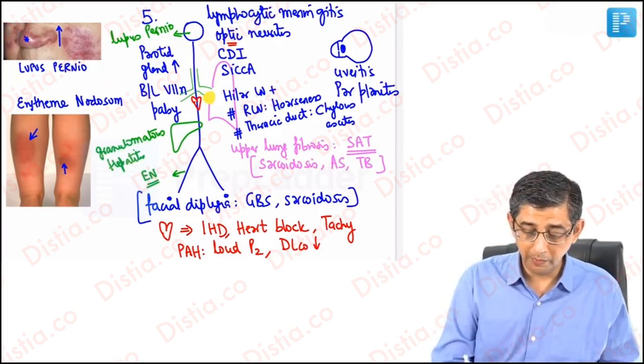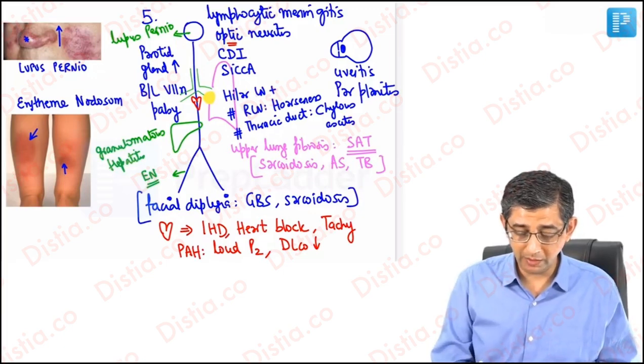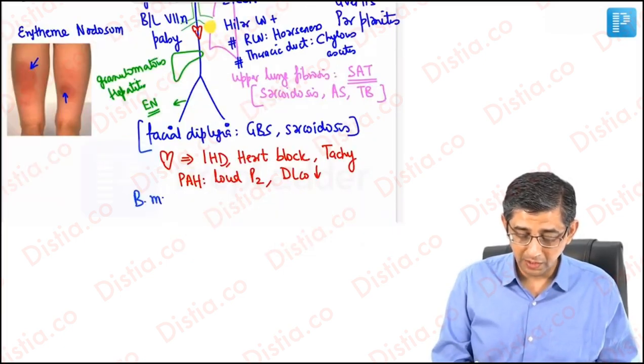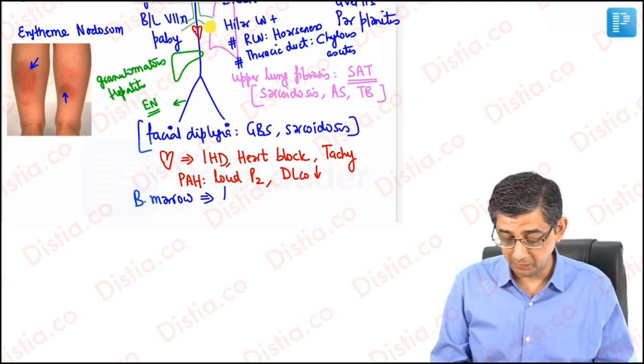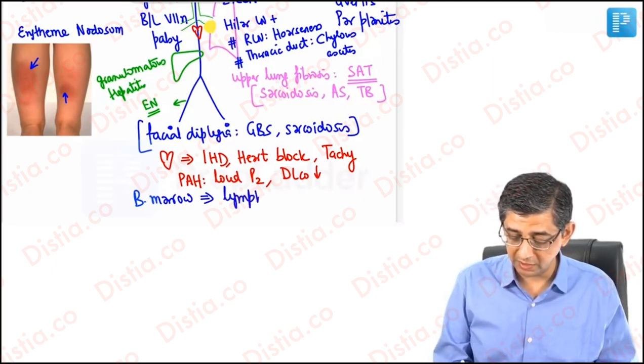Now I'll describe a bone marrow manifestation of the disease. I mean, look at the kind of depth of questions that he's asking. He's talking about sarcoidosis and he's asking about a bone marrow manifestation. The importance of this also you will understand in a while.